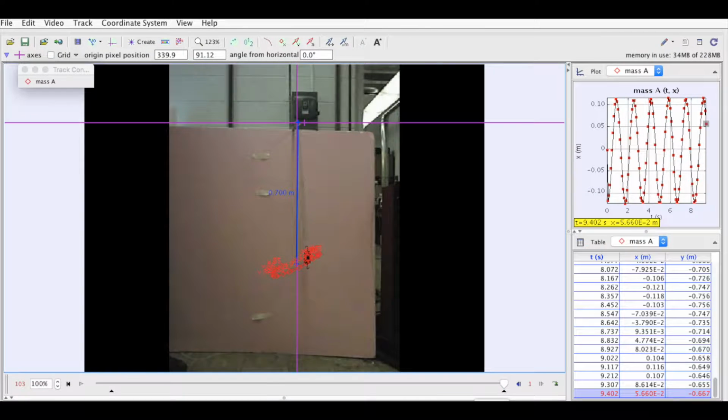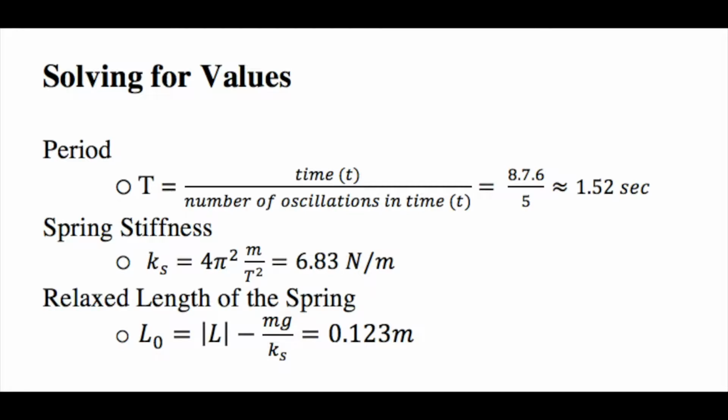Saving this data as a CSV allowed us to use it in the GlowScript code to further model the energy principle. For the code, we first need to solve for the important values, as shown to us in the lecture videos. First, we define the period of oscillation, which is the time divided by the number of oscillations in that given period of time. Next, we solve for the spring stiffness, as well as the relaxed length of the spring.